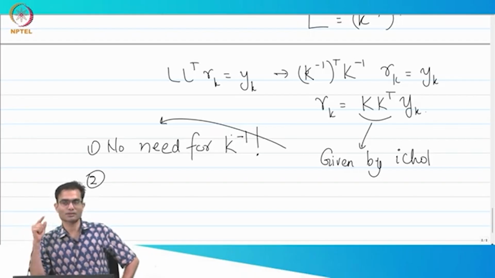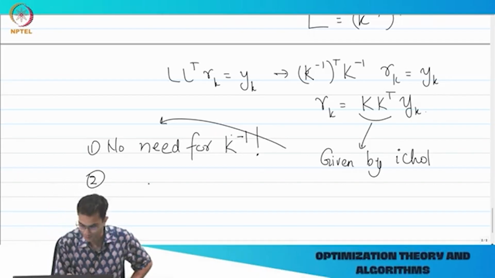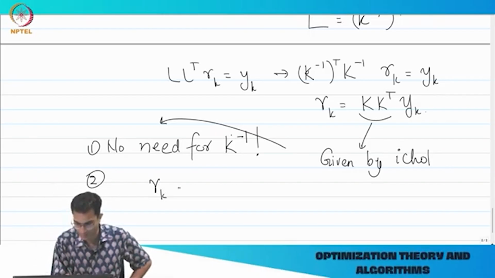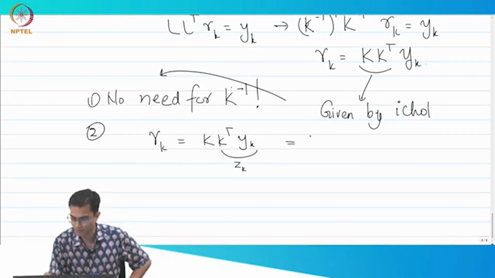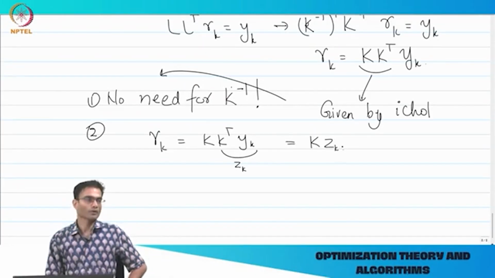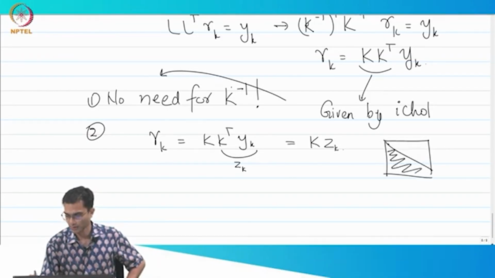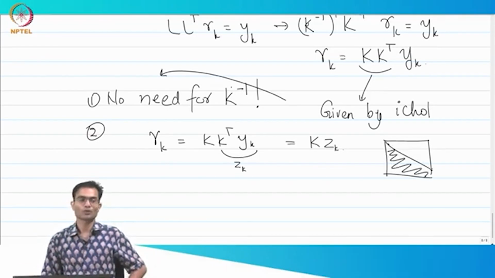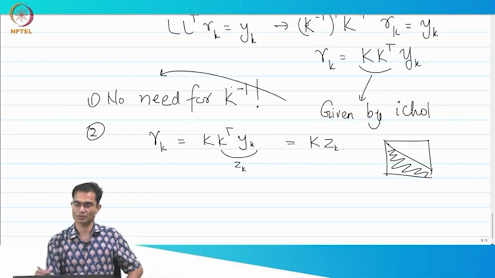The hint is the structure of K. What is the structure of K? It's lower triangular, right? So let's look at this a little bit. This is K transpose YK. Supposing I combine this and call this ZK, so therefore this is equal to KZK. K is lower triangular and sparse. It's like this. Do I need to actually invert this, or is there a clever way of solving this to get ZK? Visualize this matrix. The shaded part is where the numbers are non-zero and this is 0.